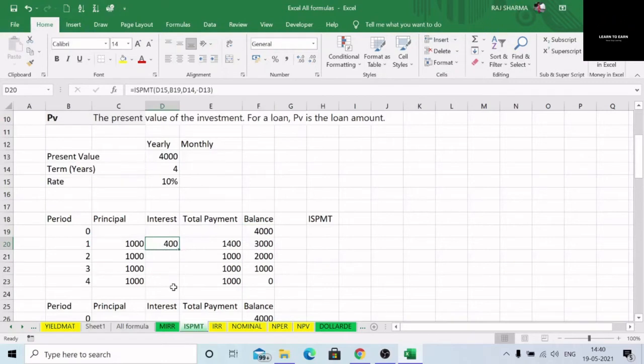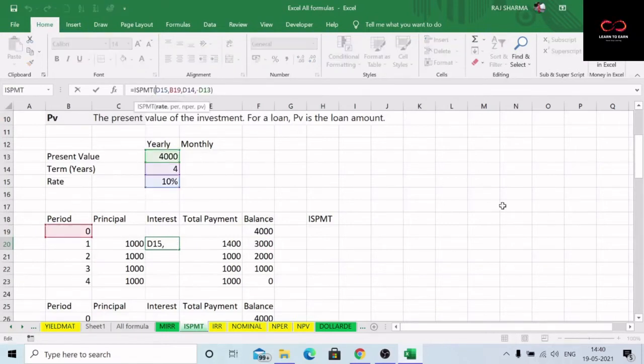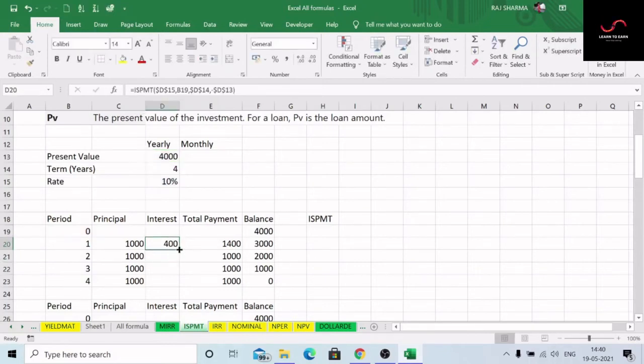Now we will simply drag this formula to arrive at the interest for the other years. But before dragging, we need to freeze certain cells because those are going to remain fixed for the entire worksheet. The first is D15, the interest rate of 10%, which remains the same. So put a dollar before D and before 15 to fix it. Then D14, the total period, and D13, the principal amount. Now when we drag it, we will get the interest for subsequent periods.